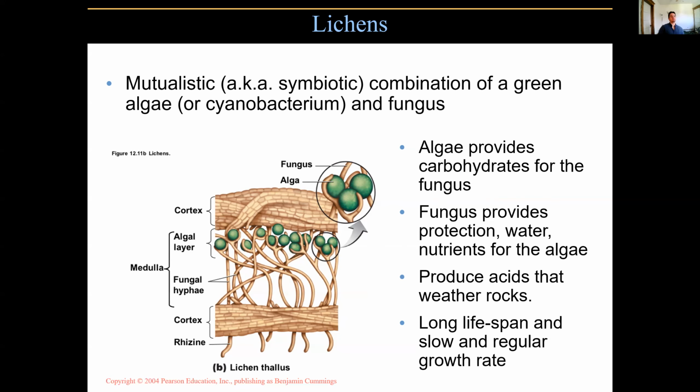And just another fun fact about lichens is that lichens are actually found on about 6 to 8% of the planet's surface. So they are very, very numerous.